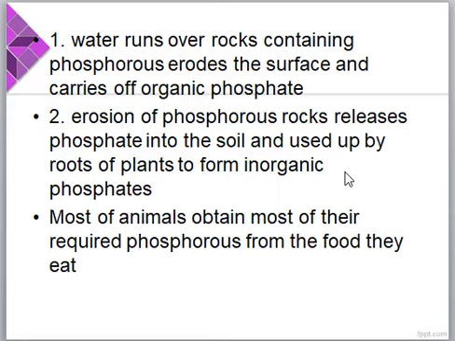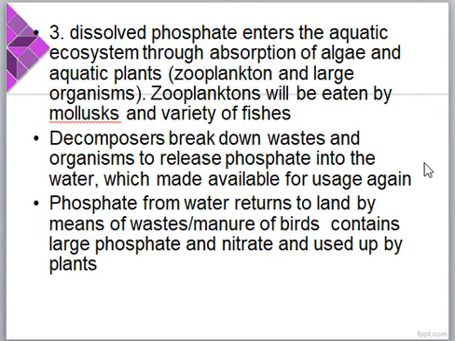Animals usually obtain most of their required phosphorus from the food they eat. And what do they eat? Of course, plant parts. These plant parts are rich in inorganic phosphates needed by the animals for their bodily functions. Of course, it includes humans. Now, the dissolved phosphates enter the aquatic ecosystem through absorption of algae and aquatic plants.